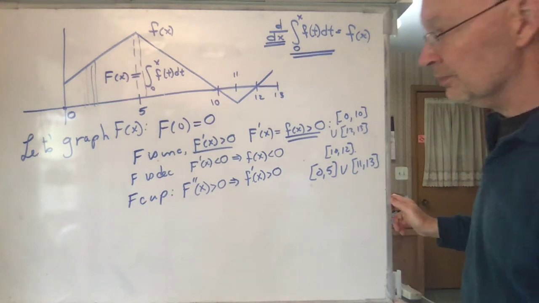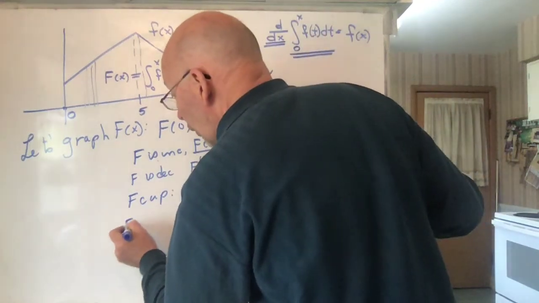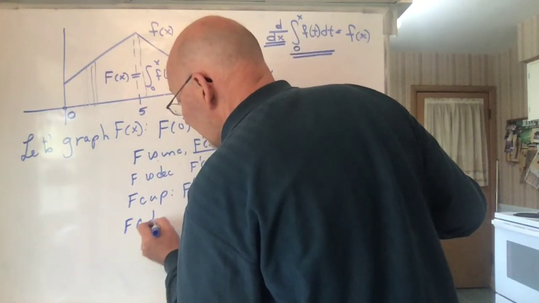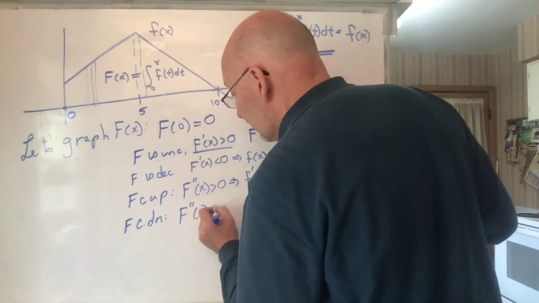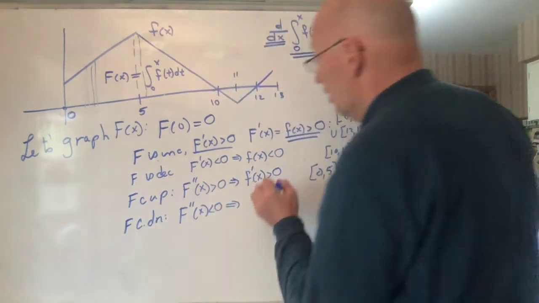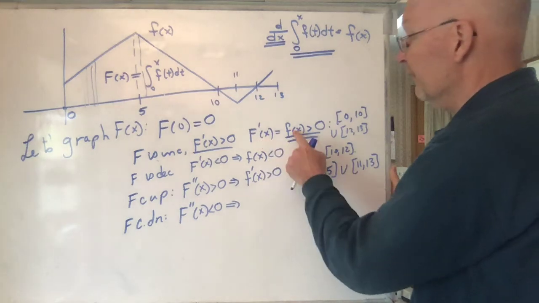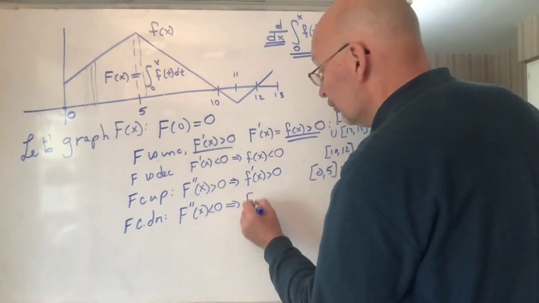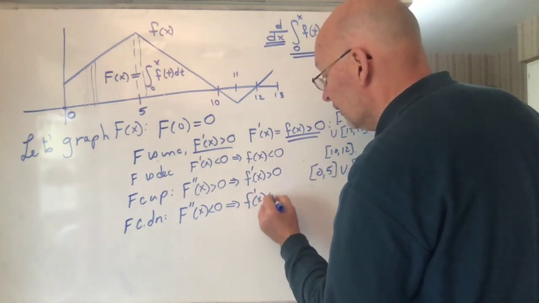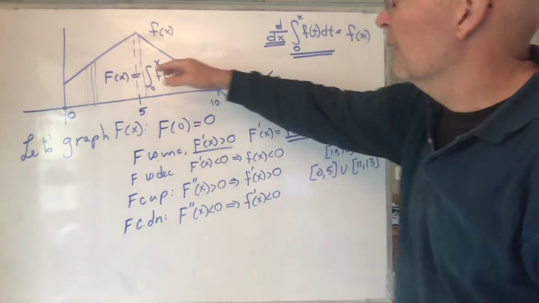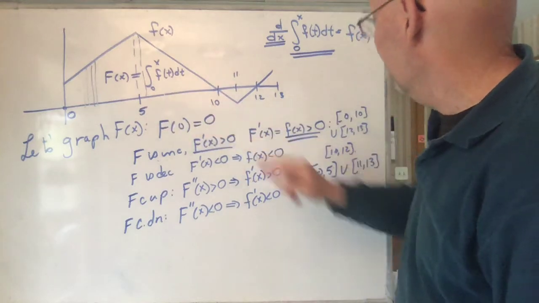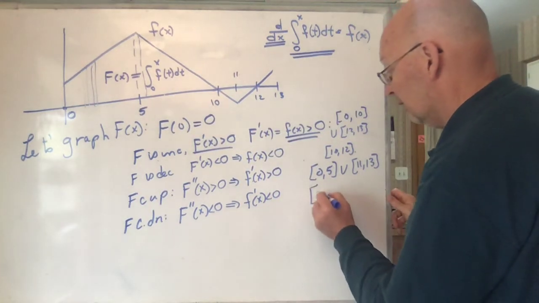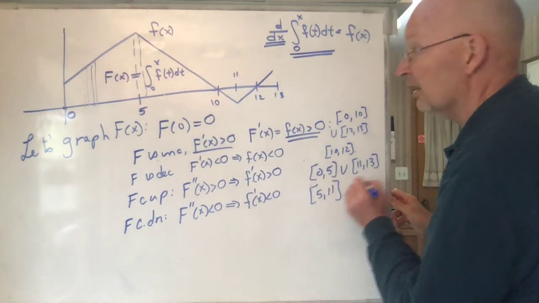There you go. And finally, where is f concave down? That's going to be where the second derivative is negative. The second derivative of capital F being negative means the first derivative of small f is negative. Where's the derivative of this function negative? Obviously from where? From 5 to 11. Okay?